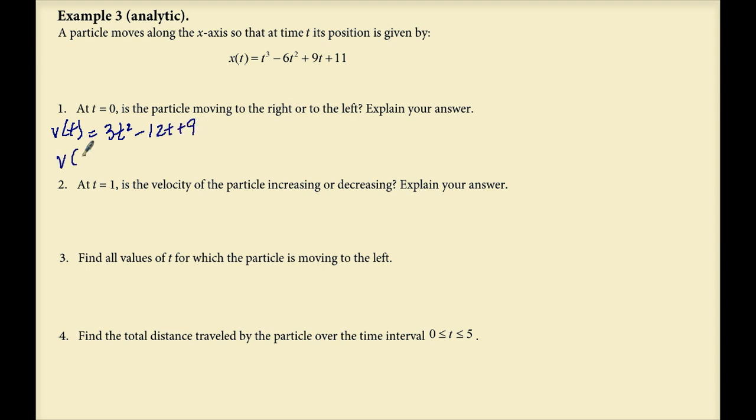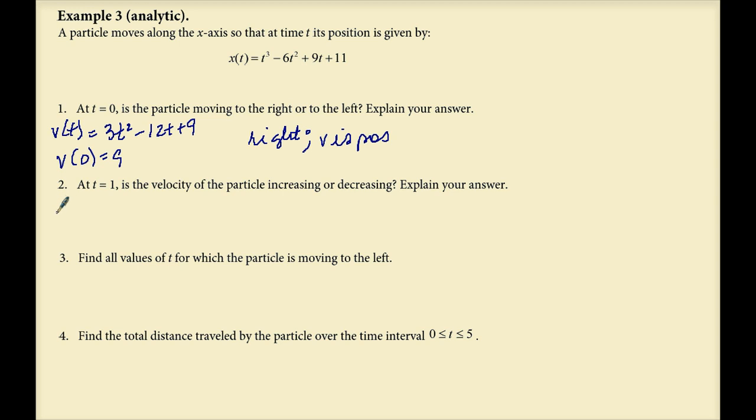What is v(0)? 9. This means our answer will be right. The particle is moving to the right. Why? Velocity is positive.